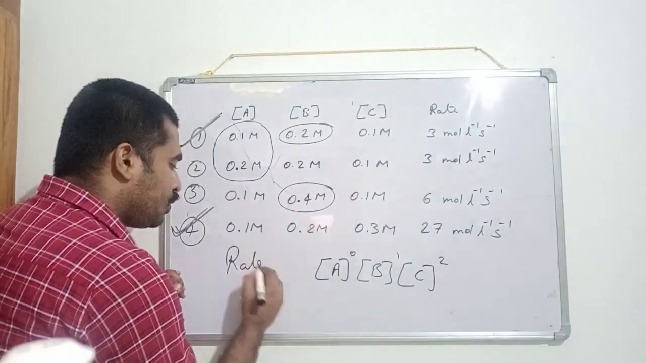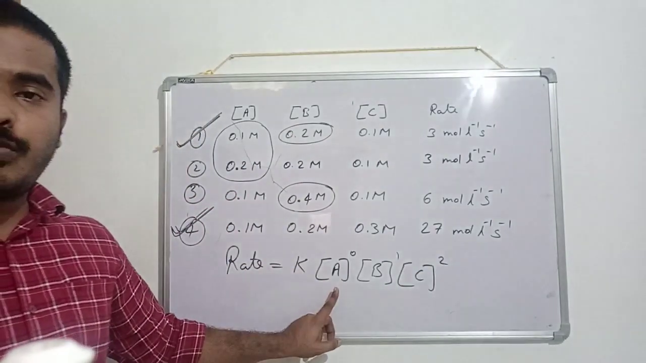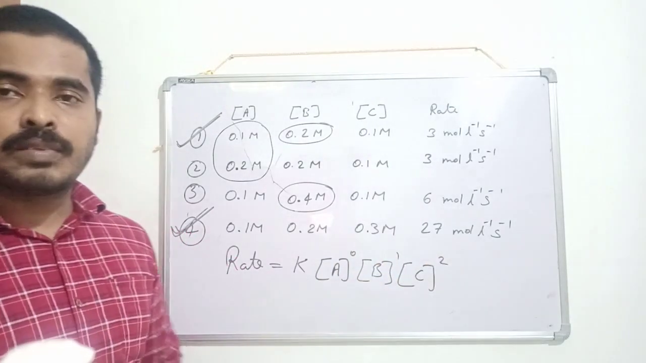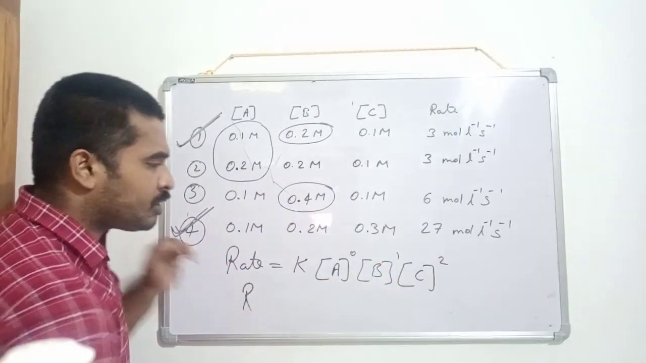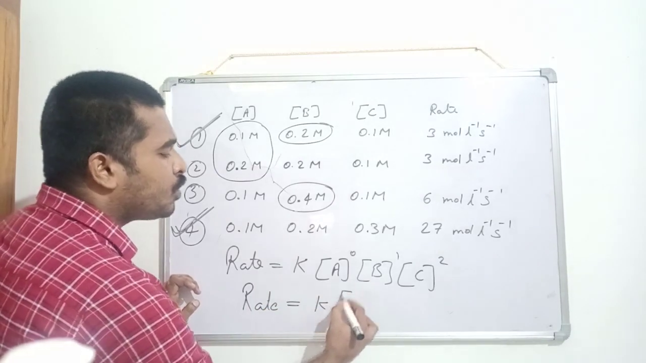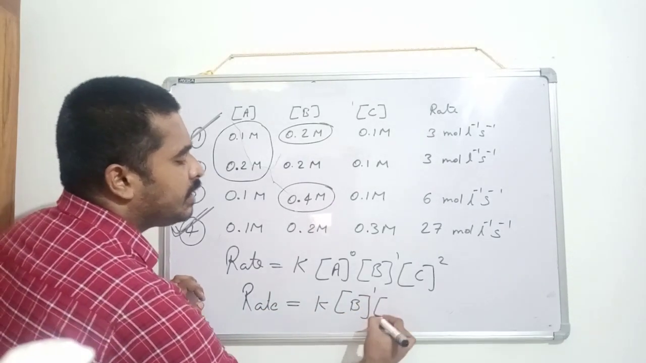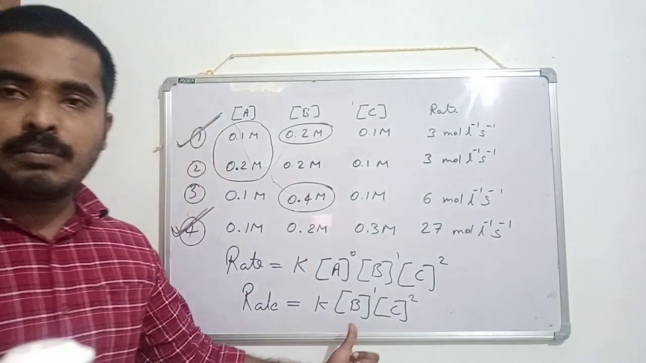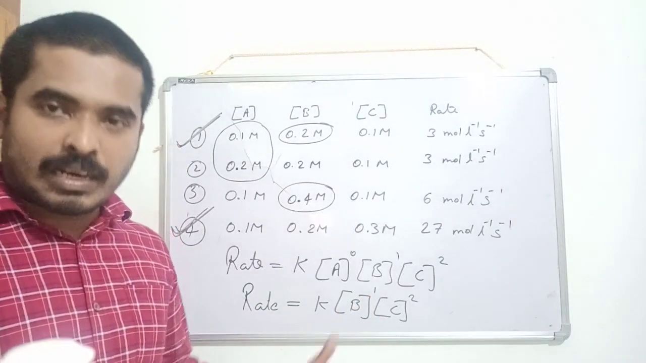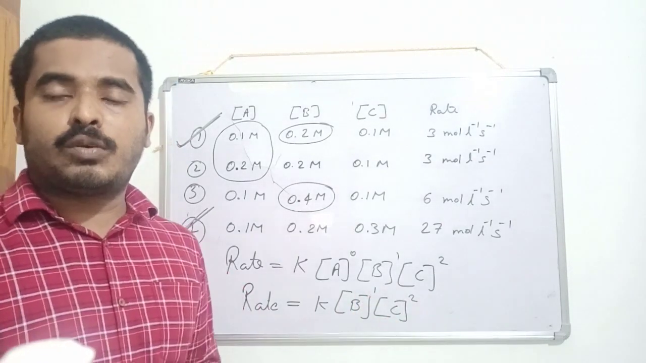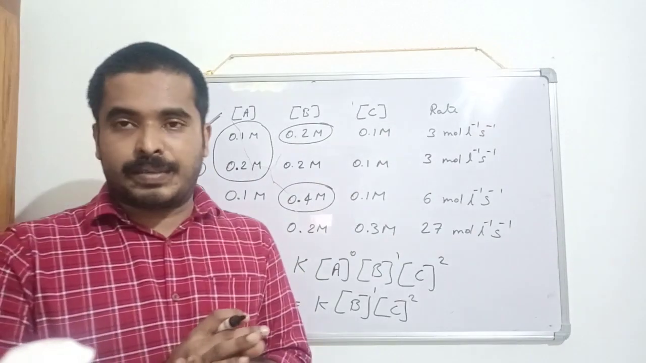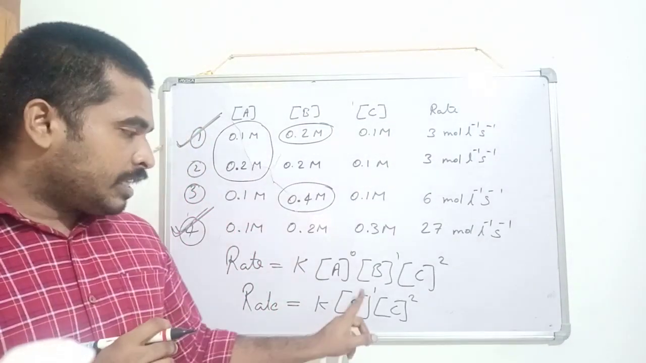So rate equal to K into concentration of A raised to 0, B raised to 1, C raised to 2. And actually you need not write A raised to 0 because something raised to 0 is 1. You can simplify it as rate equal to K into B raised to 1, C raised to 2. Now tell me what is the order? 1 plus 2 equal to 3. 3 is the order. We have found out rate law expression.